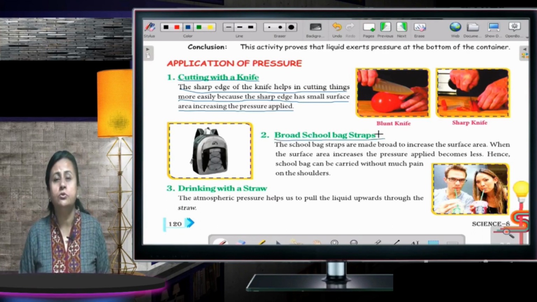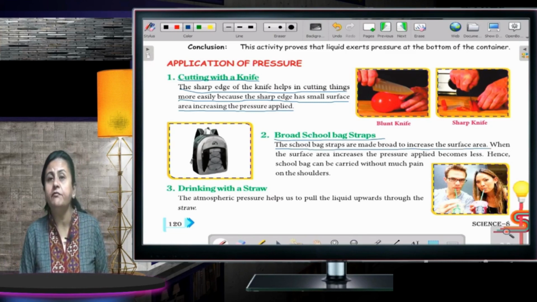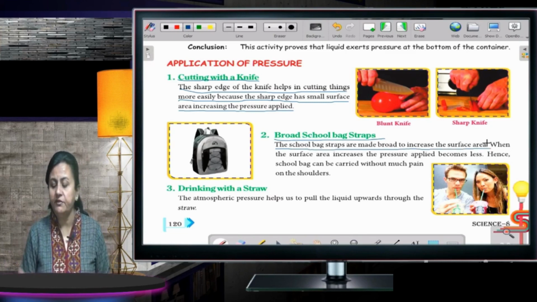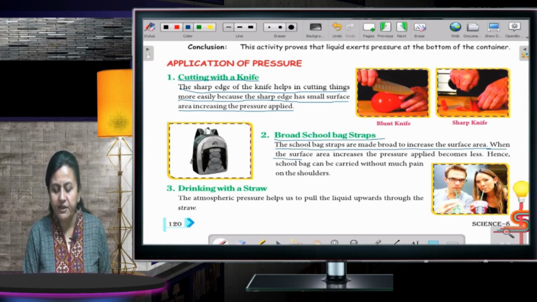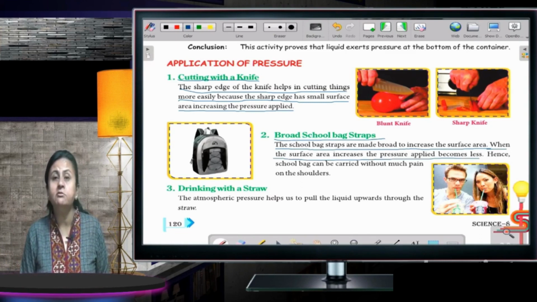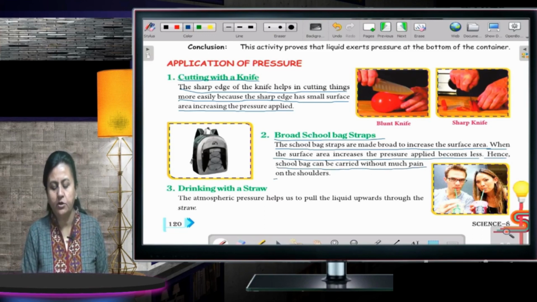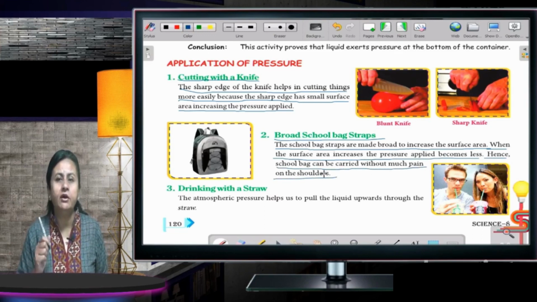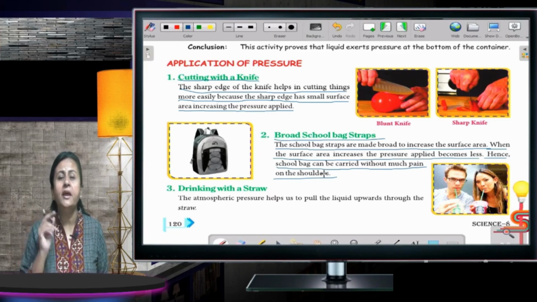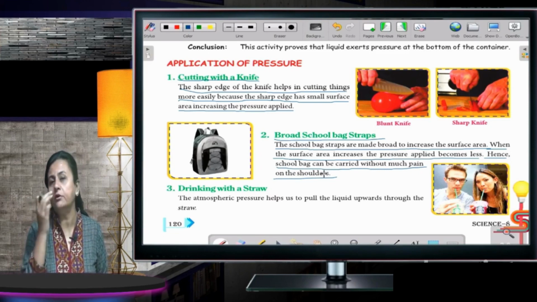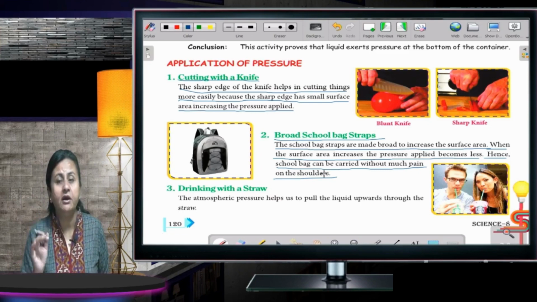Broad school bag straps. Why? When you go to school, you may just see your school bags. They have broader straps. Why? Because the school bag straps are made broader to increase the surface area, so that when the surface area increases, the pressure applied becomes less. Hence, school bags can be carried without much pain on the shoulders. So, children, whenever next time you buy a bag, make sure the bag straps are broader. That way you won't find it difficult to carry a bag on your shoulders.